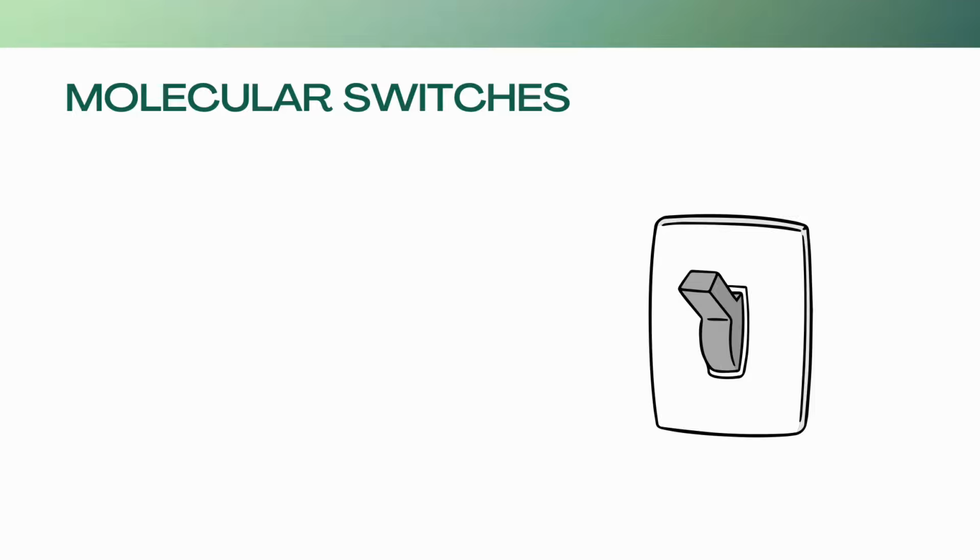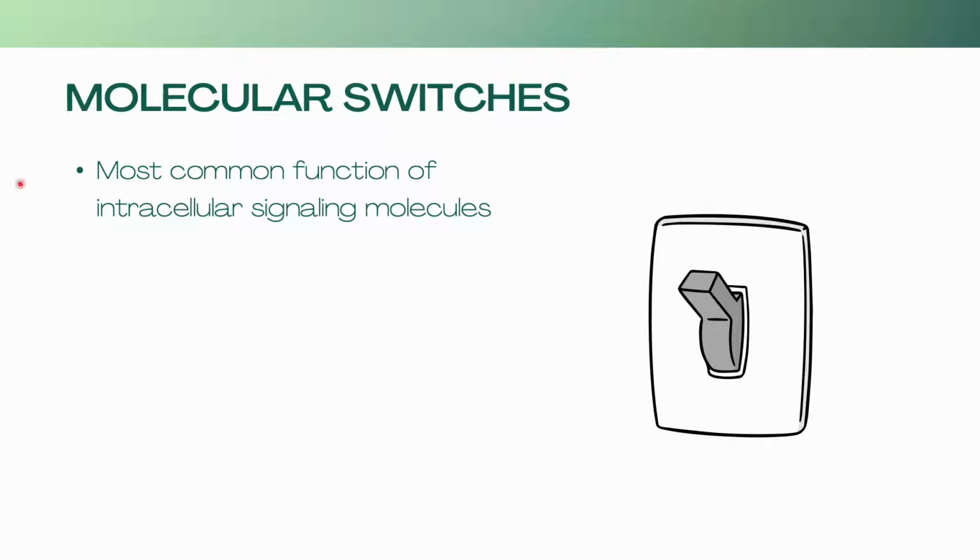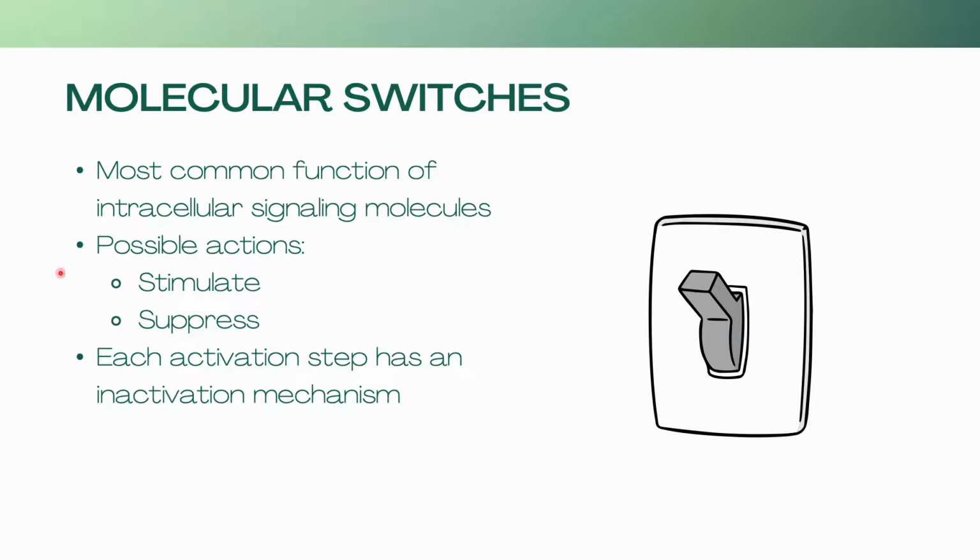Feedback loops in the cell either turn on something in the cell or turn something off, and those loops rely heavily on molecular switches. These switches are incredibly important. In fact, this is actually the most common function of intracellular signaling molecules. There are two possible actions for the molecular switch. One is to stimulate the cell or the pathway, and the other one is to suppress the cell or to suppress certain pathways. Molecular switches are incredibly important because each activation step in the cell needs to have an inactivation mechanism. So anything in the cell that can be turned on needs to be turned off eventually.